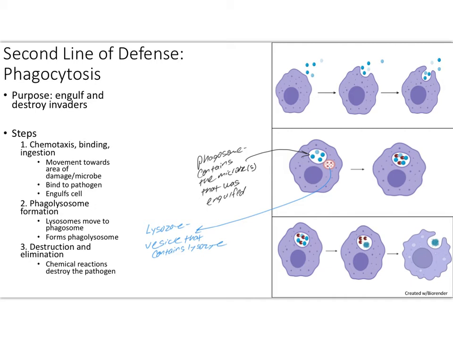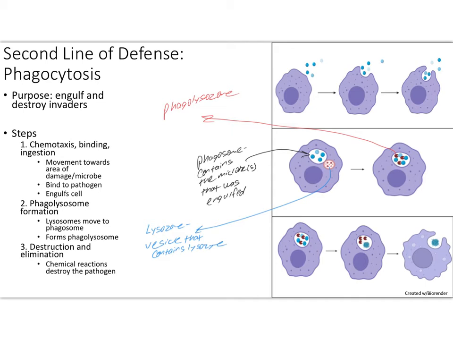So these two vesicles are going to join together. Basically, the lysosome is going to attach to the phagosome and distribute all of that lysozyme into this vesicle that is now merged together. Now the phagosome and the lysosome have joined together, and that is called the phagolysosome. The lysozyme has been exposed to the bacteria, or the bacteria have been exposed to the lysozyme, and it can start to break them down and destroy them.